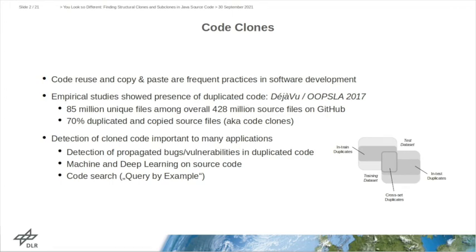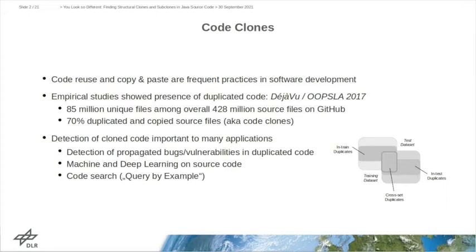For a start, why have we conducted this research on code clone detection? Empirical studies have proven that code reuse and copy and paste are frequent practices, and cloned code can be found in many software projects. The Déjà Vu study in 2017 showed a portion of 70% among the source files on GitHub to be duplicated and reused code.